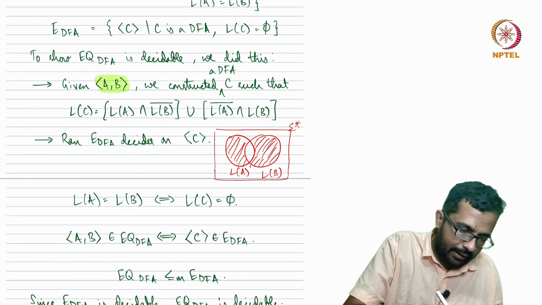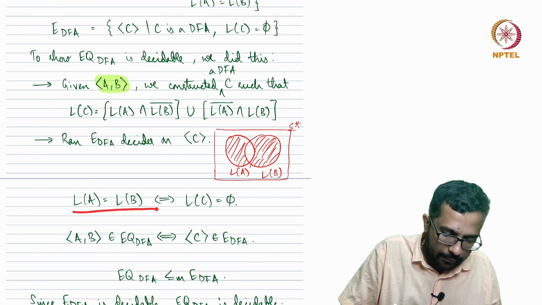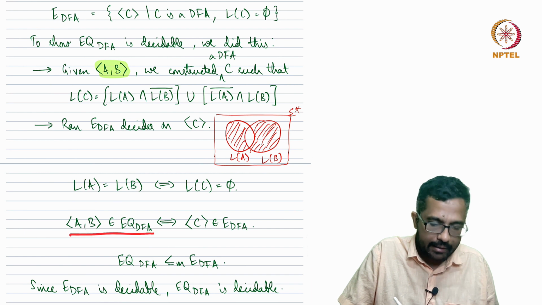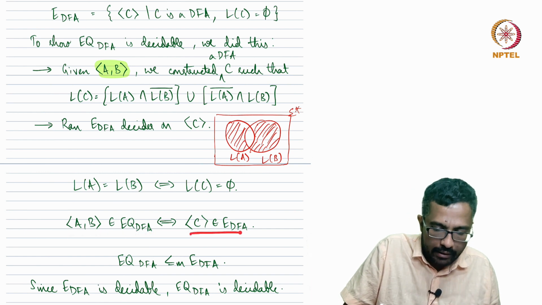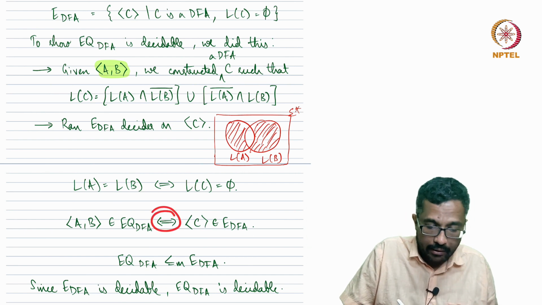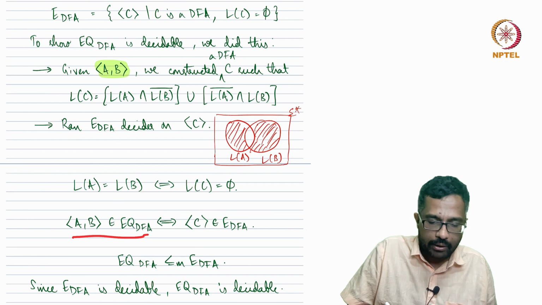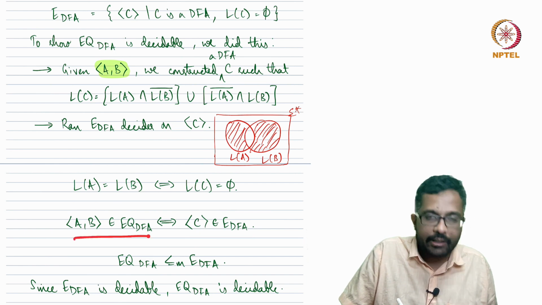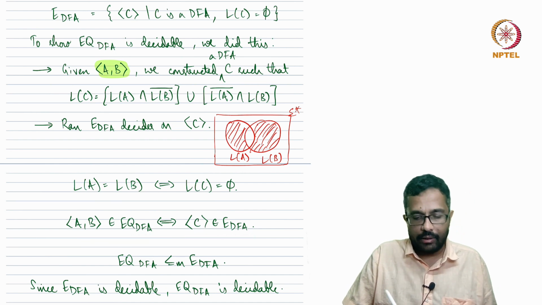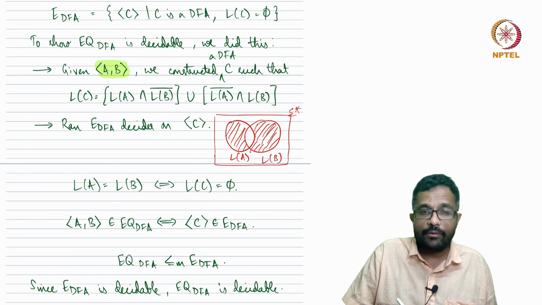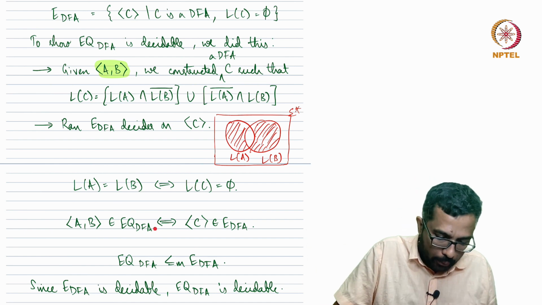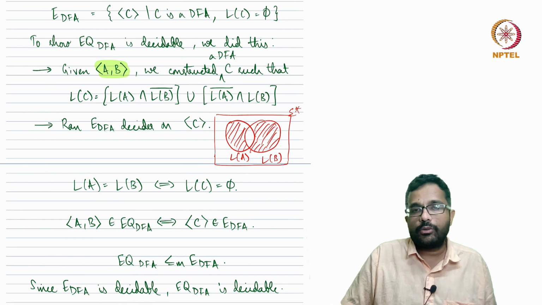So once again, L of A equals L of B if and only if the language of C is empty. In other words, <A, B> is a yes instance for EQ_DFA if and only if C is a yes instance for E_DFA. Notice the if and only if. If this is a yes instance of EQ_DFA, this is a yes instance, and if this is a no instance of EQ_DFA, this is a no instance as well. This is important. It is not enough if one direction is satisfied. For a reduction, we want both of these arrows, and both of these should be checked.